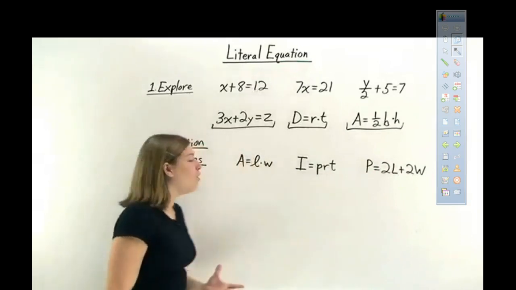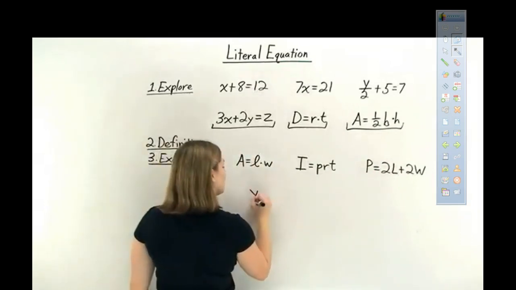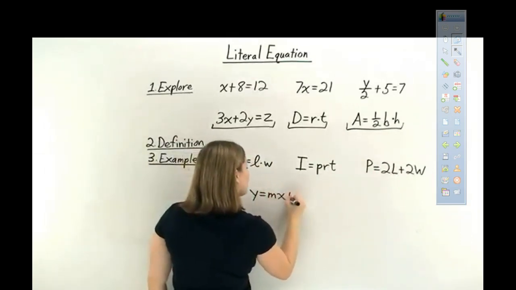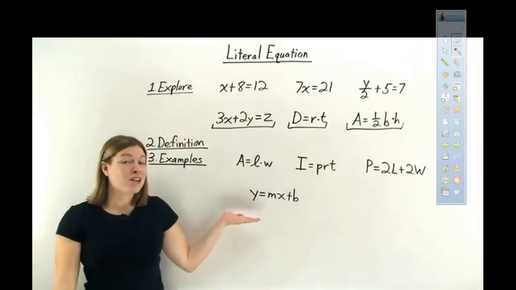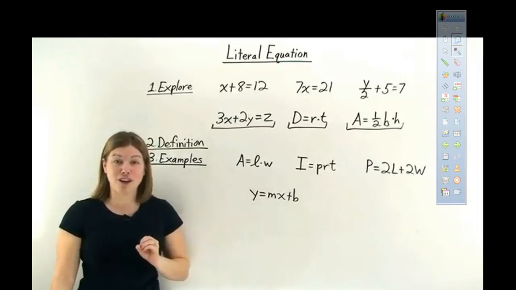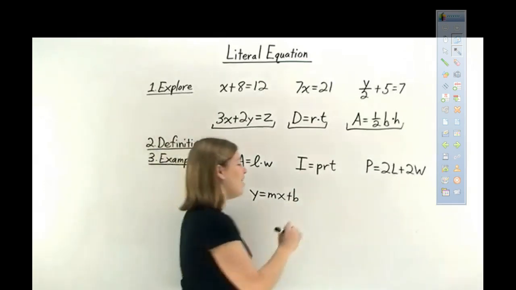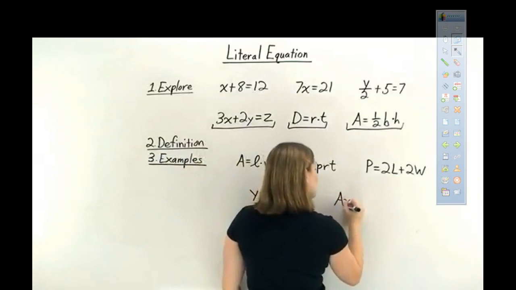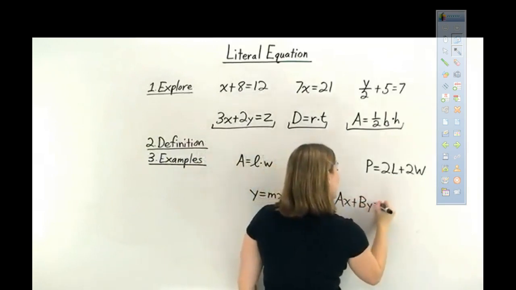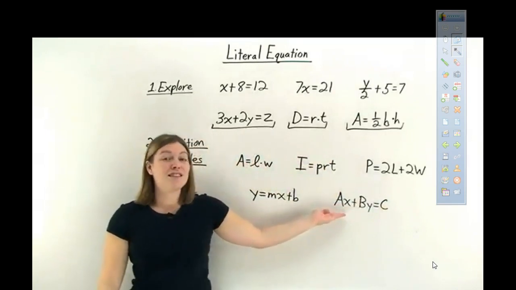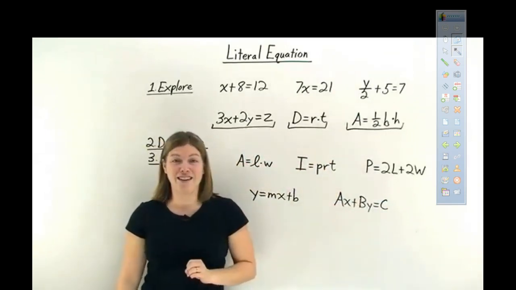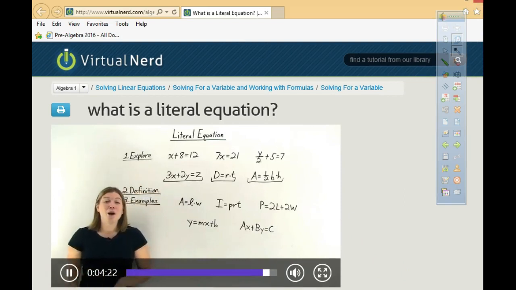Now, we can also have literal equations that look like this. Y equals mx plus b. This is a literal equation. It's actually the slope-intercept form for a line. Neat. Or we can also have one like this. It's always Ax plus By equals C. Another literal equation. This one is the standard form for a line. So now we know more about literal equations.